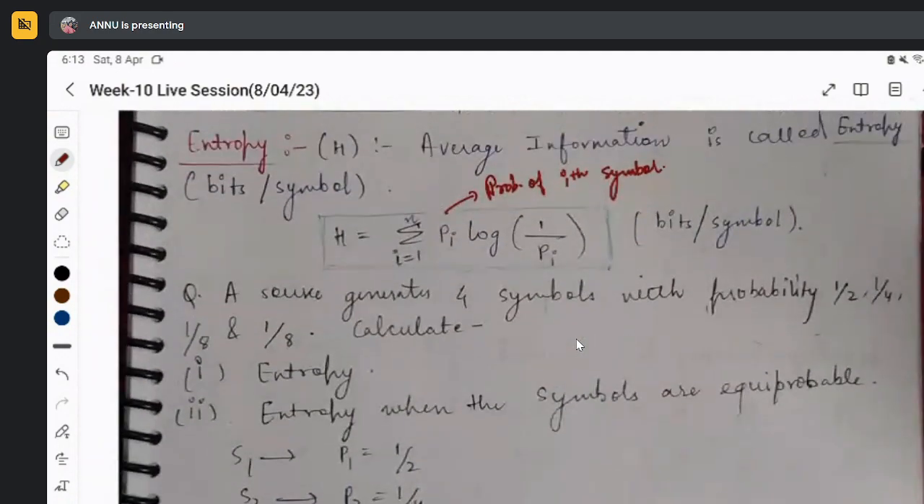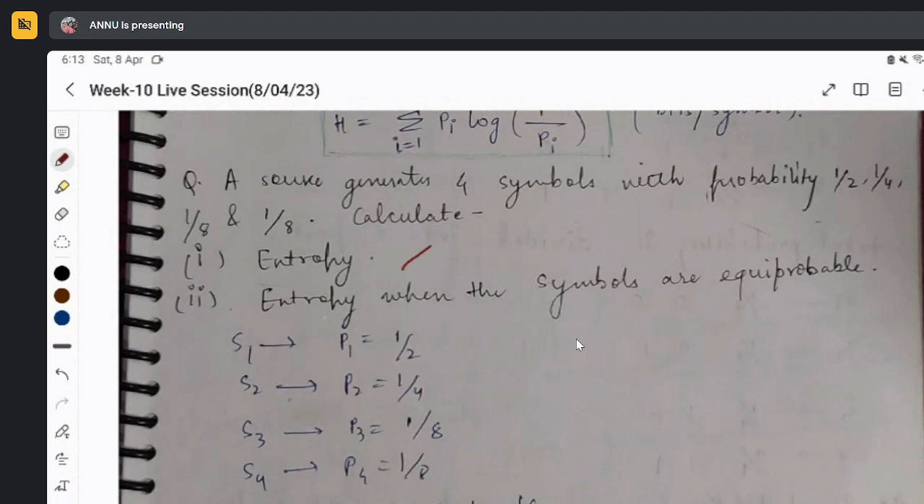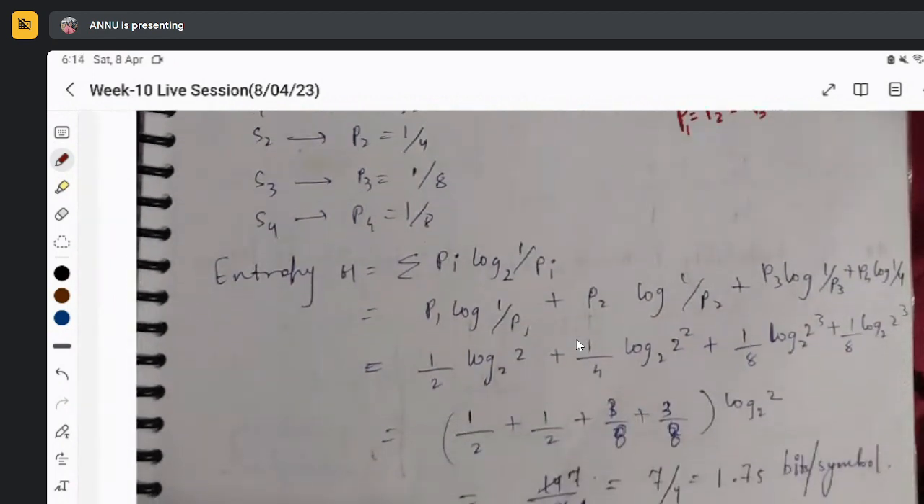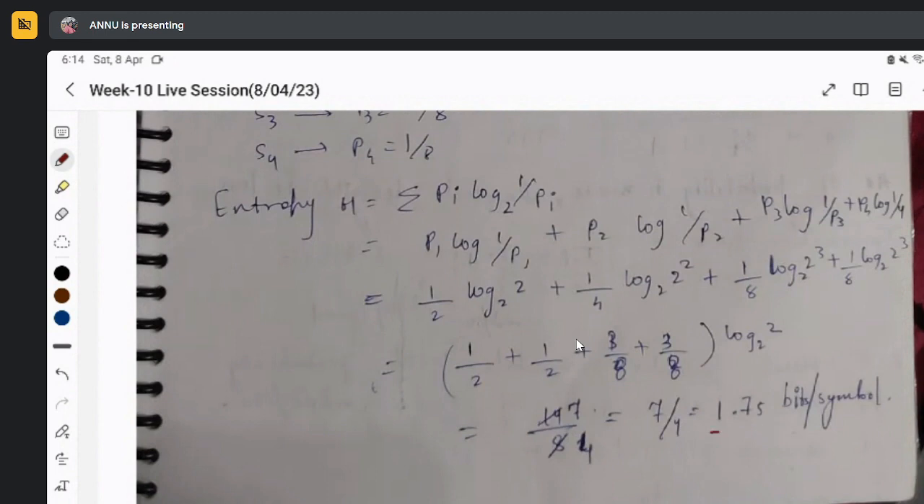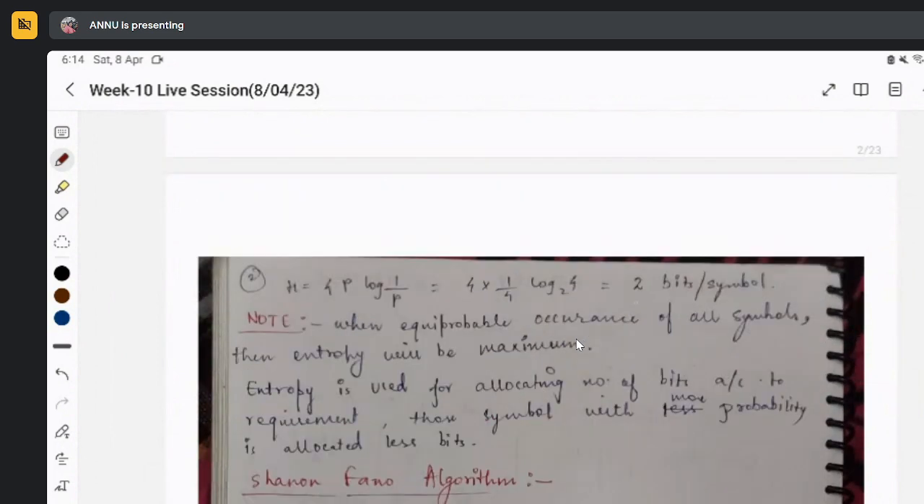So let us see an example of that. A source emits 4 symbols with probability 1 by 2, 1 by 4, 1 by 8 and 1 by 8. Calculate the entropy, and the entropy when the symbols are equal probability. It means each of probability 1, 2, 3 and 4 is equal to 1 by 4. So using this formula, it is 1.75 bits per symbol, whereas when it is equiprobable, we calculate it as 2 bits per symbol.